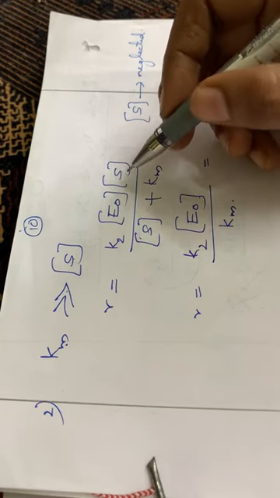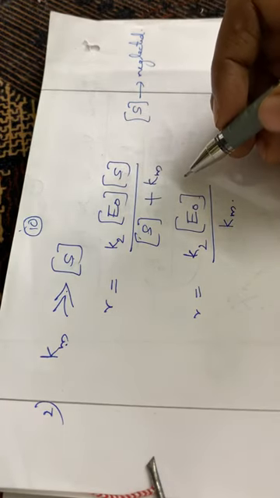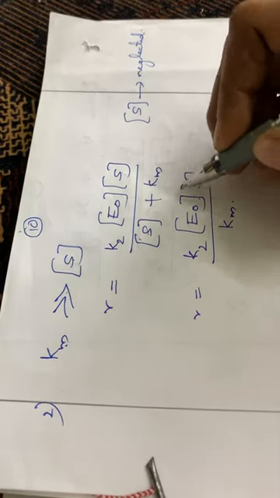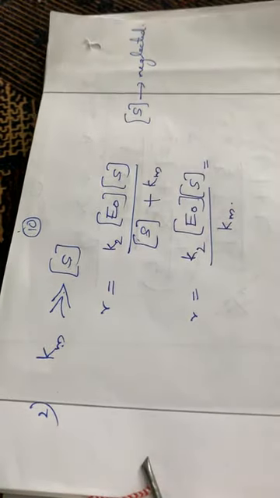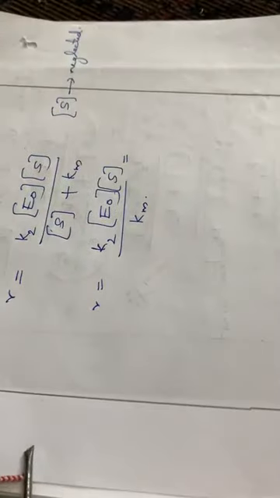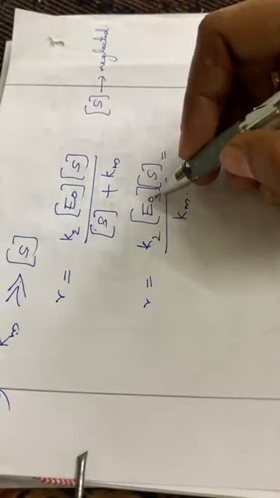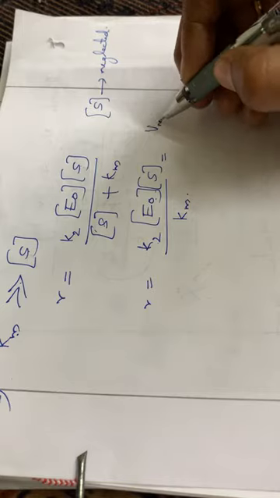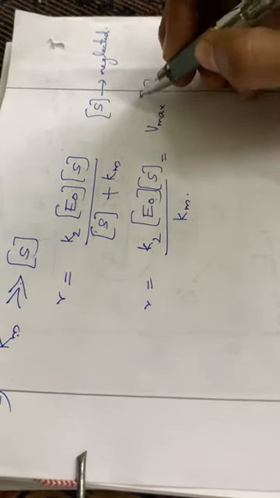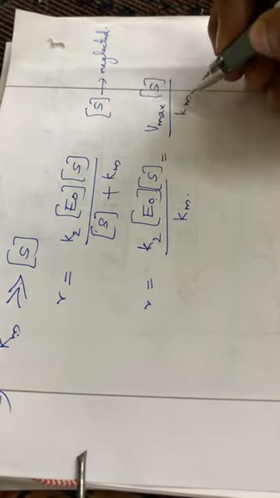So this K2 into E0 into S divided by Km. What is K2 into E0? K2 into E0 is Vmax. Vmax into concentration of S divided by Km.